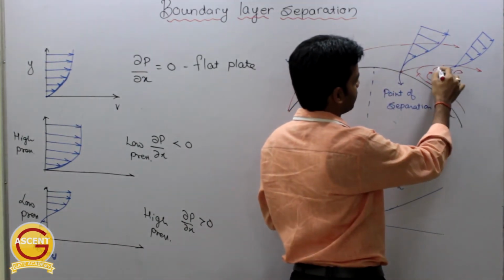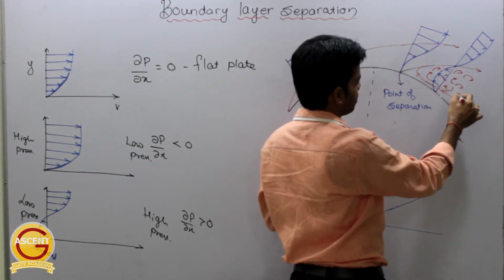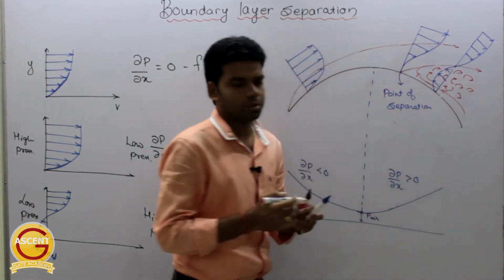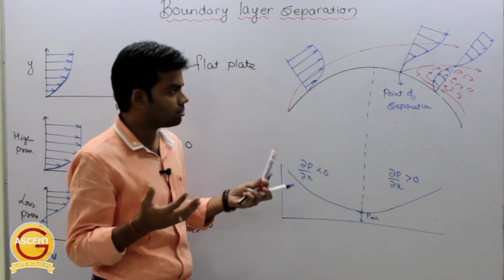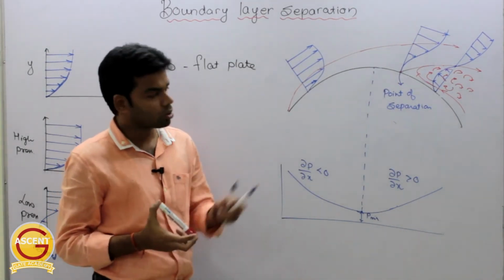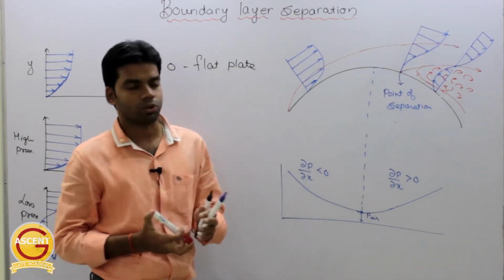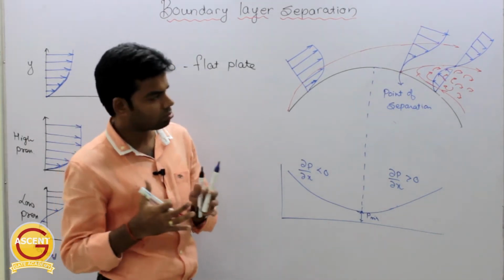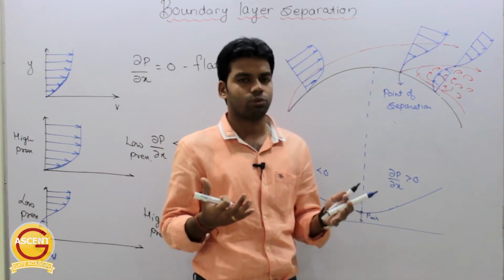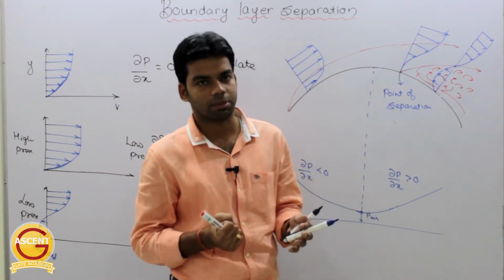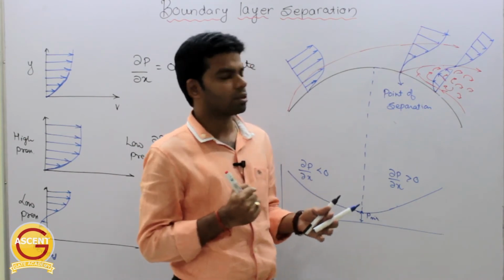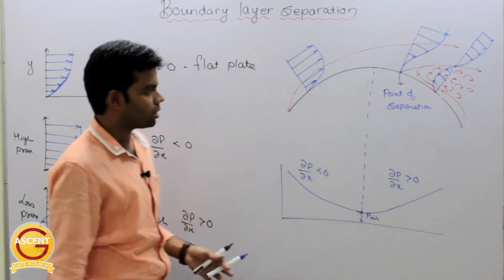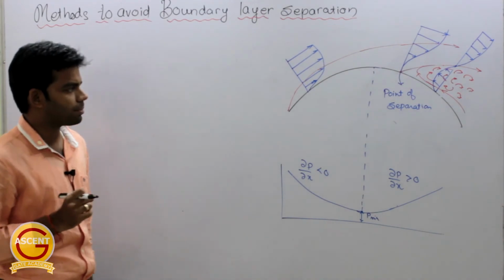So at this region, you can see there will be eddies developed, and these eddies are actually undesirable, because of these eddies the energy will be lost. So we should opt for the methods through which we can avoid this boundary layer separation. Getting this now? Okay, so now we will look at the methods through which the boundary layer separation can be avoided. Okay, now how can this boundary layer separation be avoided?